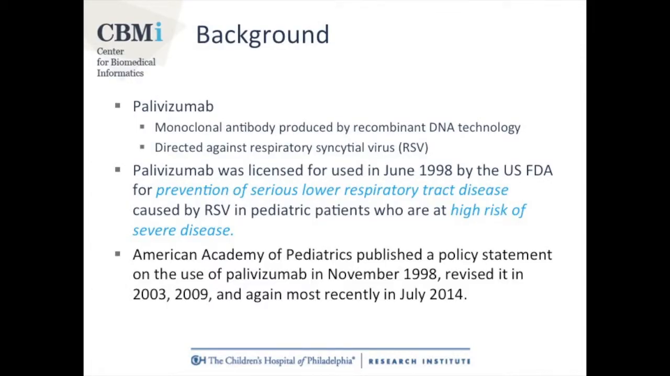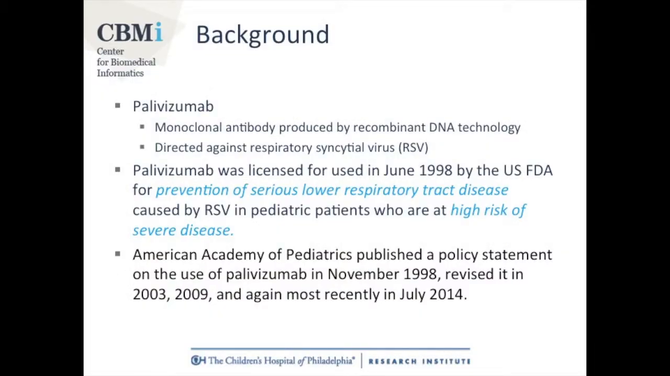So just to give you some background to start with, palivizumab is a monoclonal antibody produced by recombinant DNA technology and is directed against the respiratory syncytial virus, or RSV. It was licensed for use initially in June of 1998 by the US FDA for the prevention of serious lower respiratory tract disease caused by RSV in pediatric patients who are at high risk of severe disease. And the reason why I called out those two sections is to make it clear that it was not licensed for use to prevent RSV infections in all patients, for all types of RSV infections as well, but really focused on those high-risk patients for serious lower respiratory tract infection and disease.